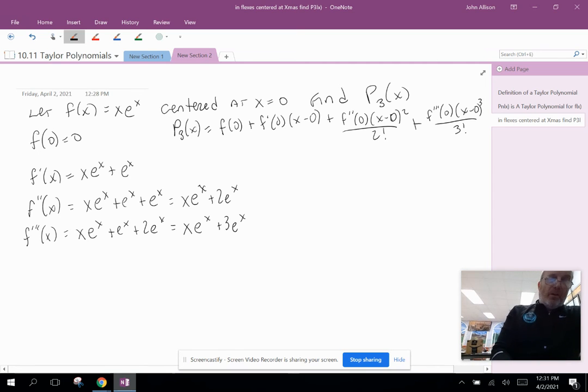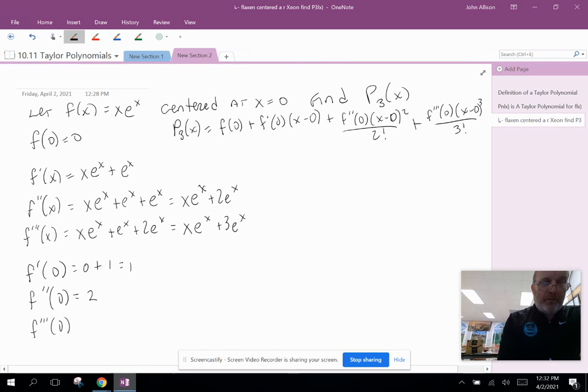So now we need to evaluate all of these at 0, which is not going to be too bad, because f prime of 0 is just going to be 0 plus 1, or 1. F double prime of 0 is going to be 0 plus 2, or 2. And f triple prime of 0 is going to be 3. So when we find this P3, we already evaluated f of 0. That's 0. And what you'll notice also is the x minus 0 is just x, x minus 0 squared is just x squared, and x minus 0 cubed is just x cubed.